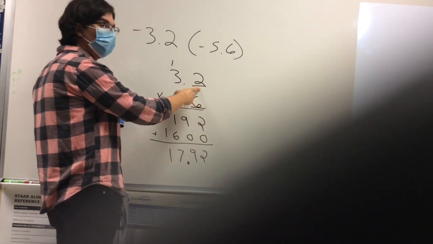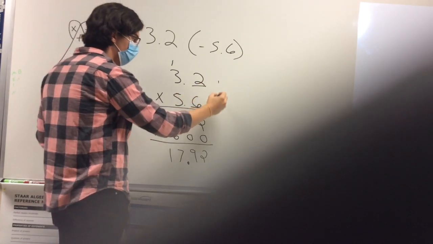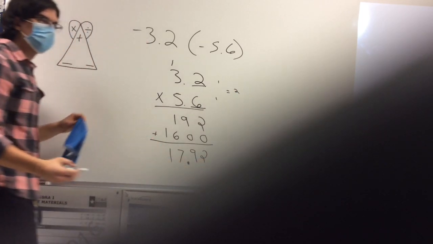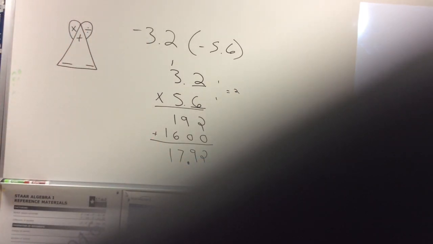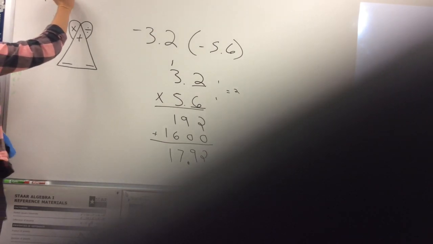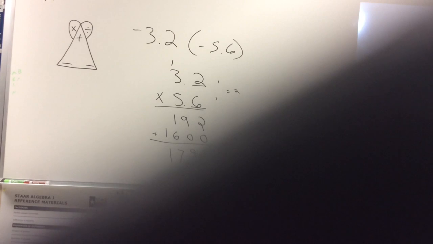So right here, Isaac, I have one number behind the decimal. Right here, I have one number behind the decimal. 1 plus 1 equals 2. So I'm going to move it 2 spots. And is this a positive or negative answer? Positive, because it was a positive times a positive. I'm sorry, a negative times a negative. My bad, my bad. Okay, 2 questions down. Any questions on these 2 questions? Okay?